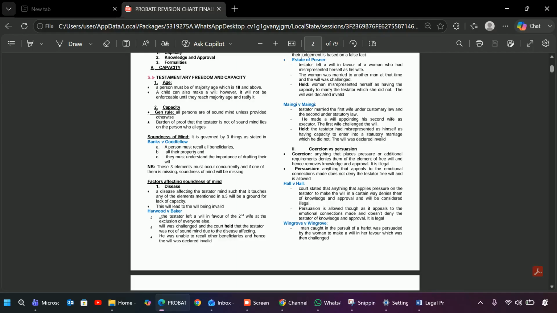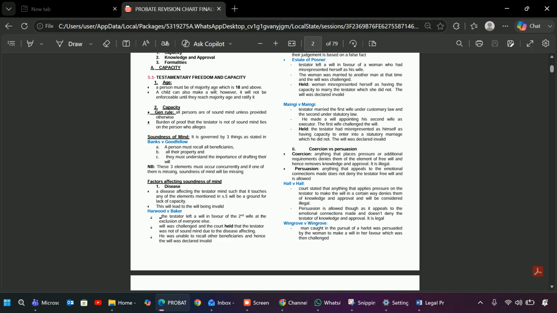There are some factors that affect the soundness of mind. We can have a disease affecting the testator's mind such that it touches any of the elements mentioned in section 5, and this will be a ground for lack of capacity. This will lead to the will being invalid.